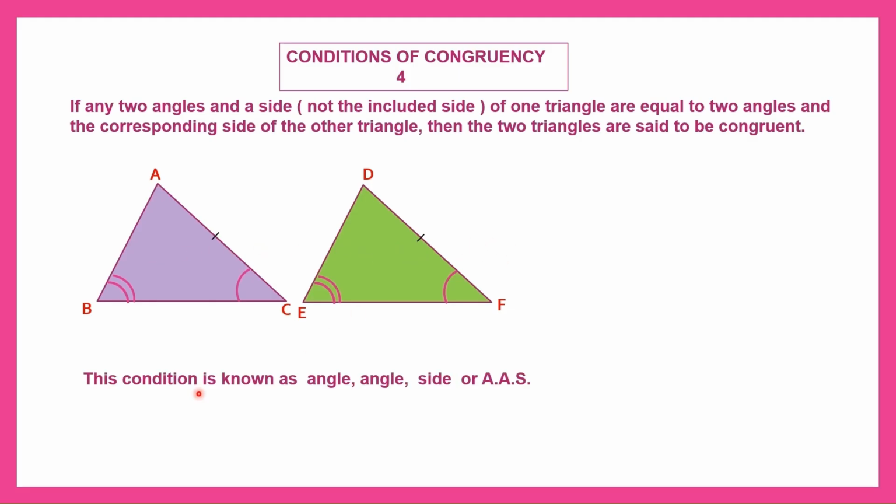So in this case, we say the condition is known as angle, angle, side. So we take the first angle, the second angle and the side, or AAS. So here in this case, angle B is equal to angle E. Angle C is equal to angle F. AC is equal to DF. So we are talking about two angles and a side. That's why it is angle, angle, side. So we can say triangle ABC is congruent to triangle DEF by the condition AAS.